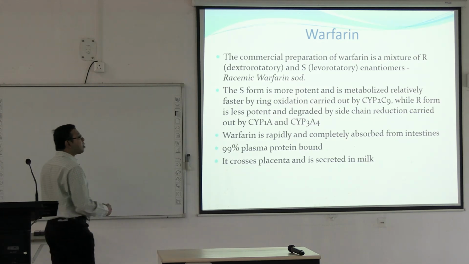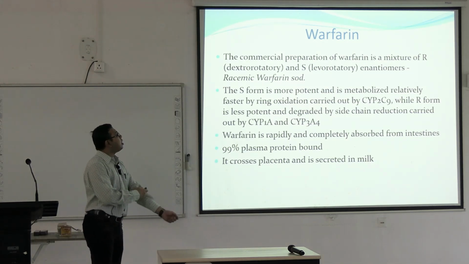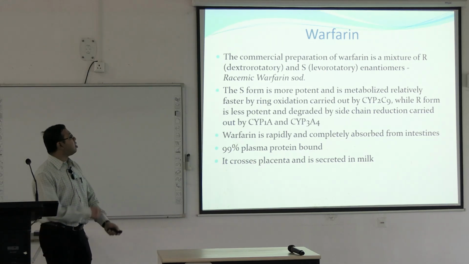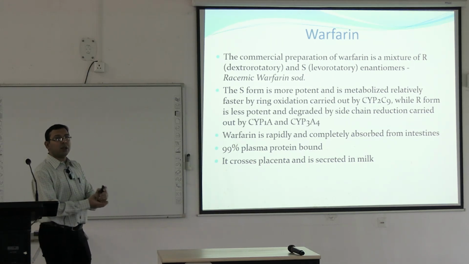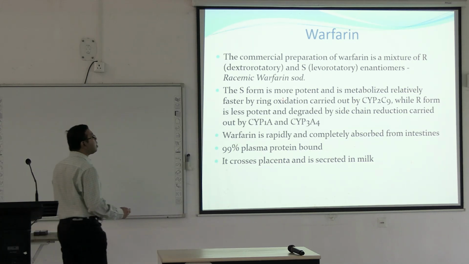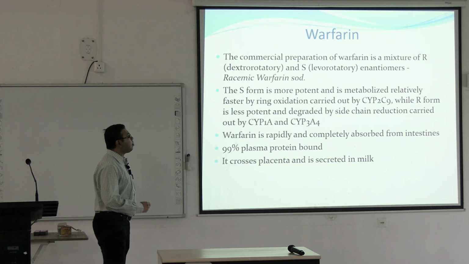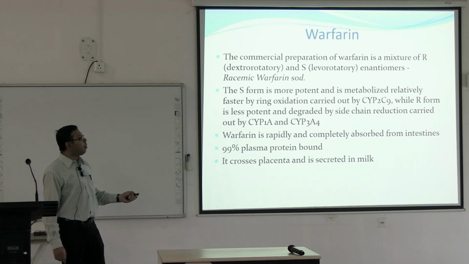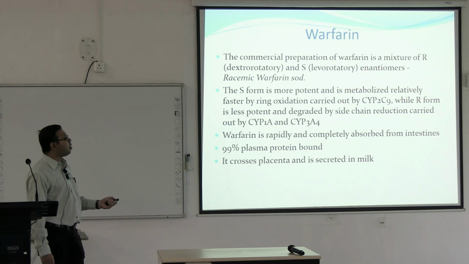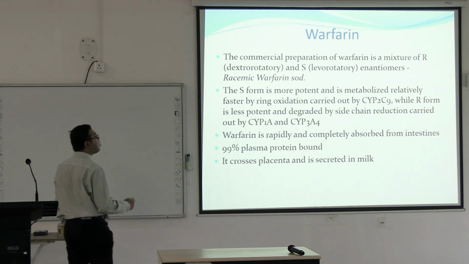The commercial preparation of warfarin basically contains 2 enantiomers. One is the dextrorotatory and the other is the levorotatory. Hence this is also known as racemic warfarin sodium. The S form is the more potent, metabolized relatively faster by ring oxidation by cytochrome P2C9. The R form is less potent, degraded by side chain reduction by 1A2 and 3A4.